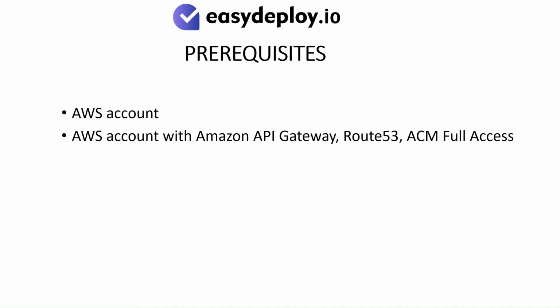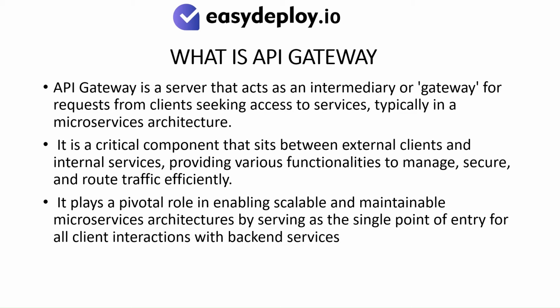Prerequisites. AWS account with Amazon API Gateway, Route 53, and ACM full access. What is API Gateway? API Gateway is a server that acts as an intermediary or gateway for requests from clients seeking access to services, typically in a microservices architecture. It is a critical component that sits between external clients and internal services, providing various functionalities to manage, secure, and route traffic efficiently. It plays a pivotal role in enabling scalable and maintainable microservices architectures by serving as the single point of entry for all client interactions with back-end services.